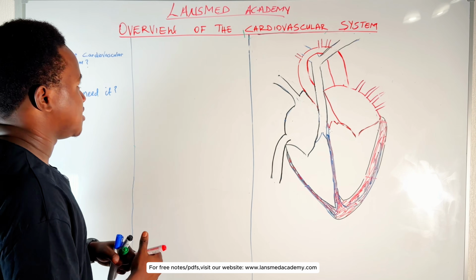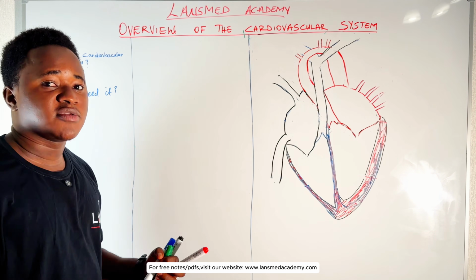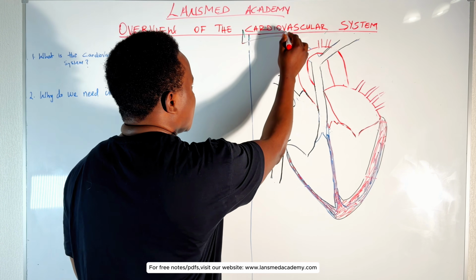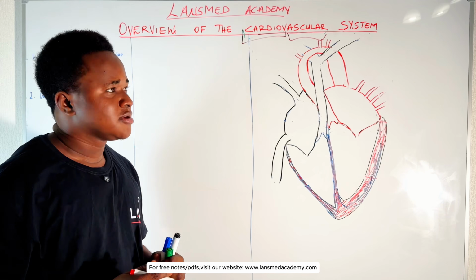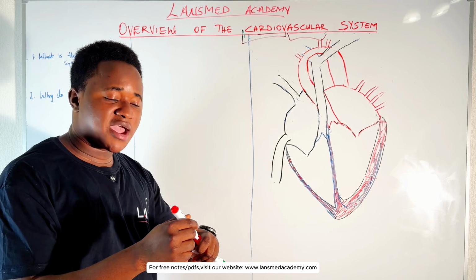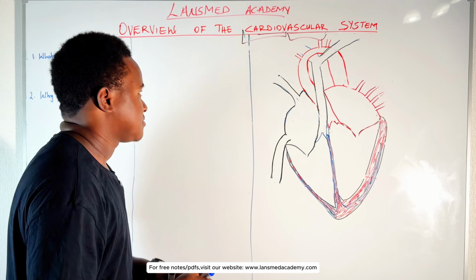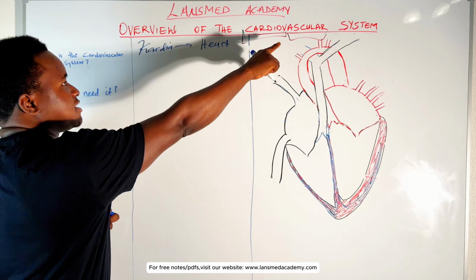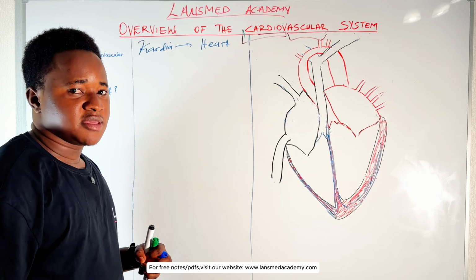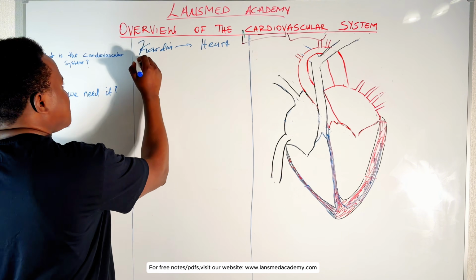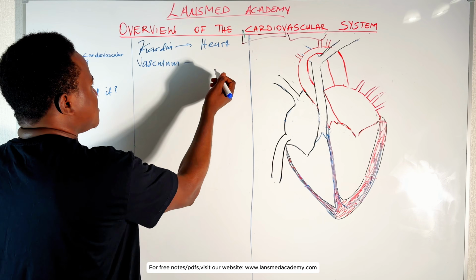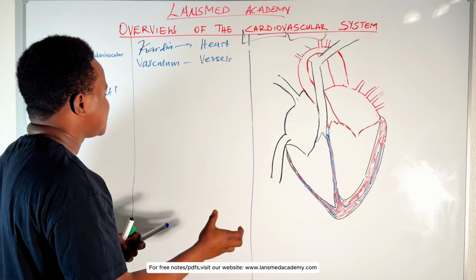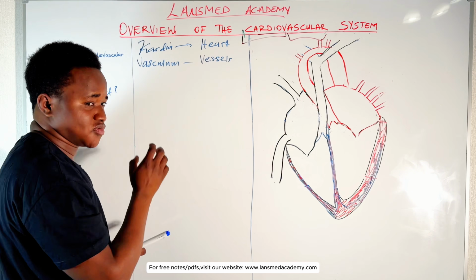Now let's go straight into the overview of the cardiovascular system. Let us take a look at the words cardio and vascular. The word cardio is derived from the Greek word cardia, which simply refers to the heart. And the word vascular is derived from the Latin word vasculum, which simply means vessels. The cardiovascular system deals with the heart and vessels.